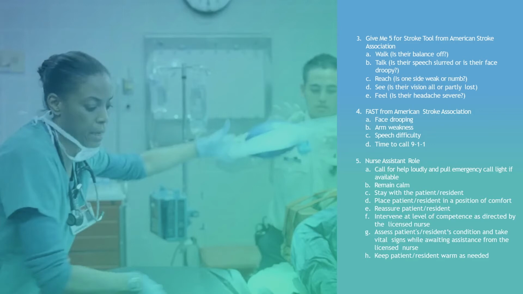The nurse assistant role. Call for help loudly and pull emergency call light if available. Remain calm. Stay with the patient or resident. Place the patient or resident in a position of comfort. Reassure the patient or resident. Intervene at a level of confidence as directed by the licensed nurse. Assess the patient or resident's condition and take vital signs while waiting assistance from the licensed nurse. Keep the patient or resident warm as needed.